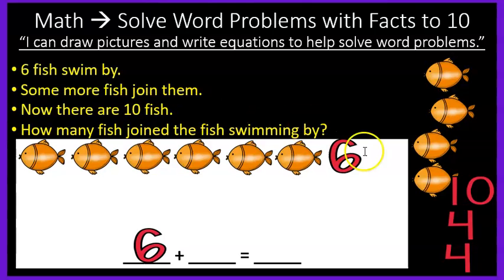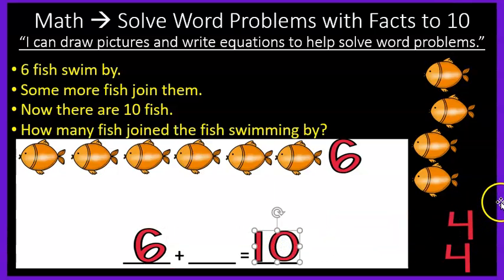So watch me, boys and girls, okay? Watch. We're going to get 10. We're going to insert 10 right here because that is the total, okay? That's the total there. We do not put 10 here, okay? Because it doesn't say that here. It tells us, now there are 10 fish. So altogether there are 10 fish, okay?